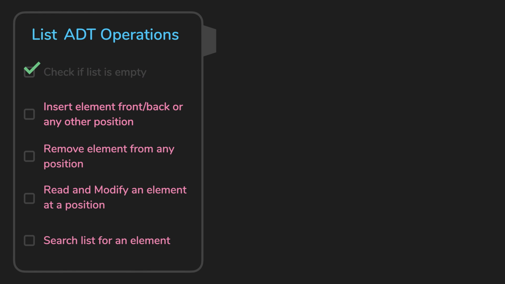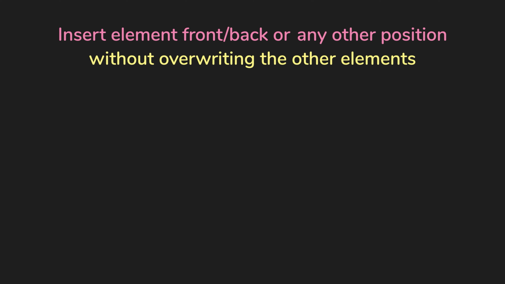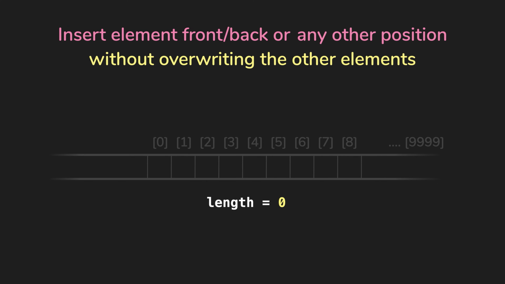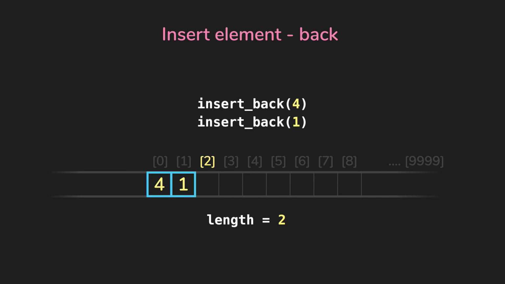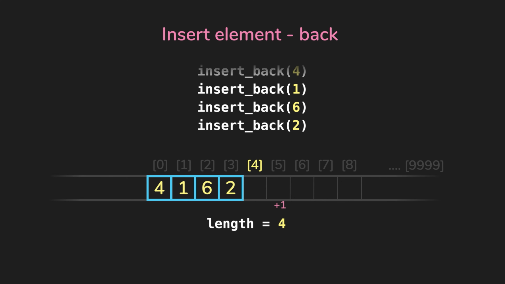Okay, now insert an element to the front, back, or any other position of the list without overwriting the other elements. In our case, front is the first element you inserted and back is the last element you inserted. Let's insert a few elements using our trick with the length. We can just use the length as our index to insert the element to the back of our list. We insert a 4, we insert a 1, we insert a 6. Inserting to the back of the list seems pretty easy and straightforward. So let's do a few more. We insert 2 and then we insert 5.